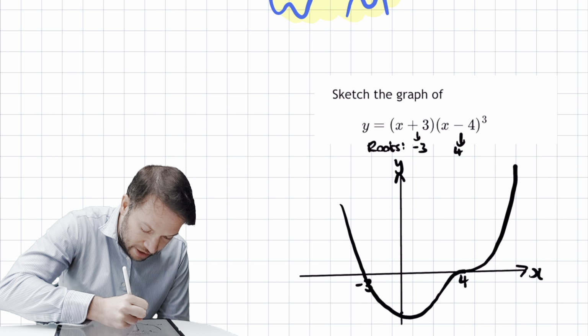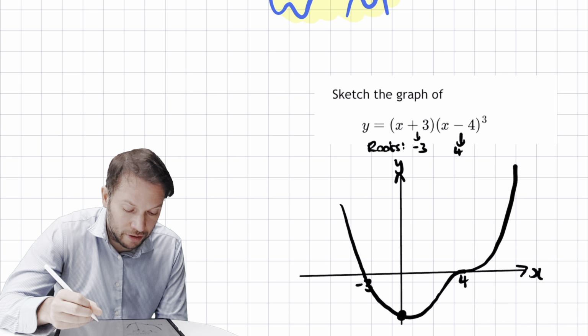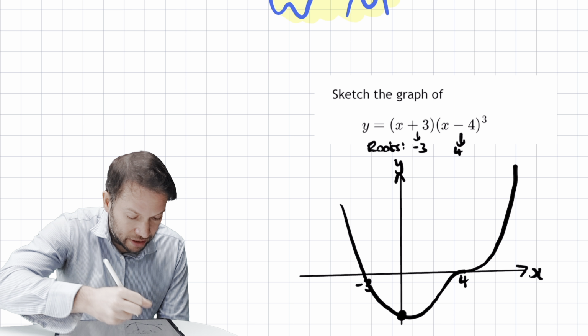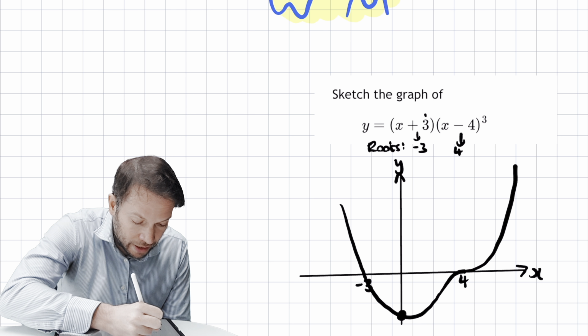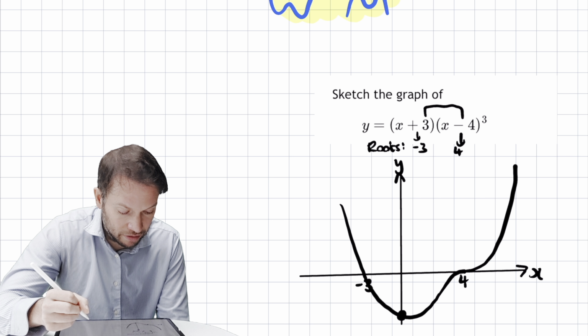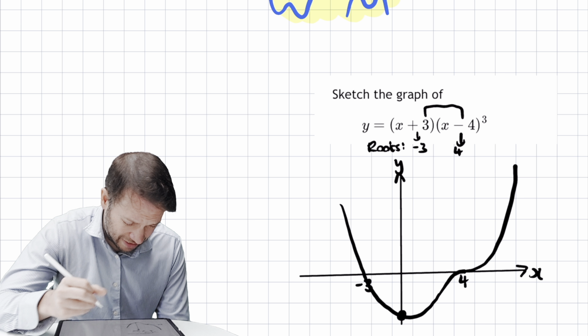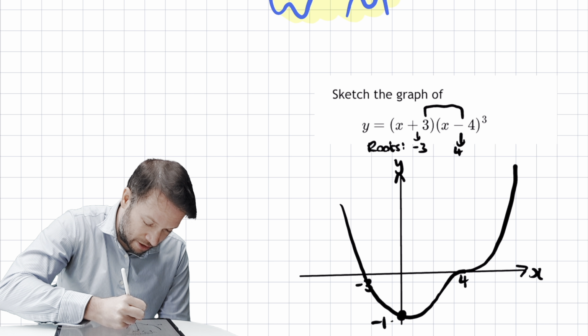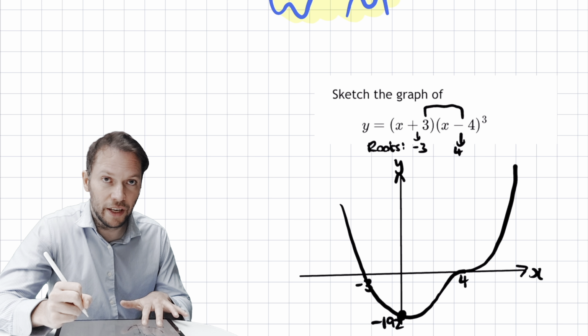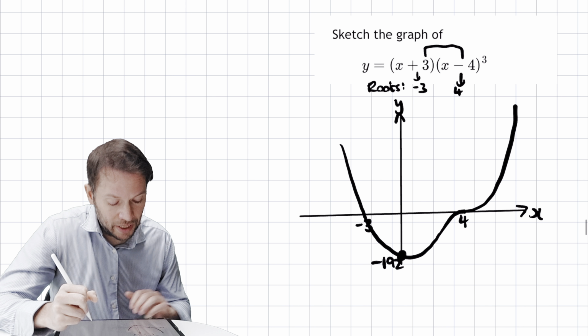Now we need this y-intercept again. That's where x is 0. So if we sub in 0 into this, we're going to have 0 plus 3 is 3 times -4 times -4 times -4. So that's going to be negative 192. I hope I've got that right. I don't have a calculator on me. So that, I think, is the final graph.